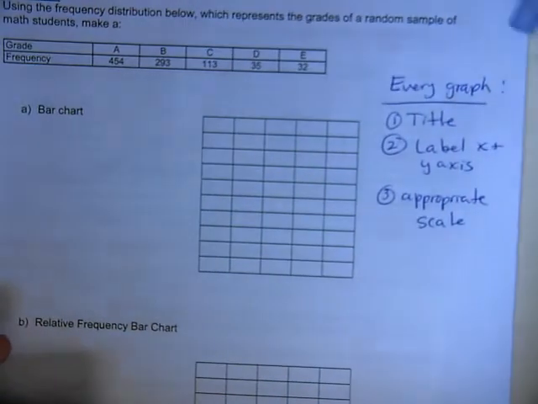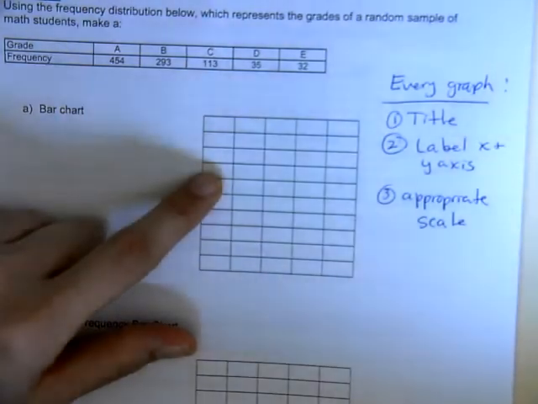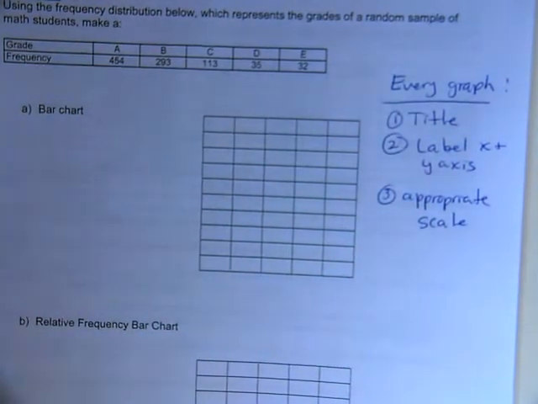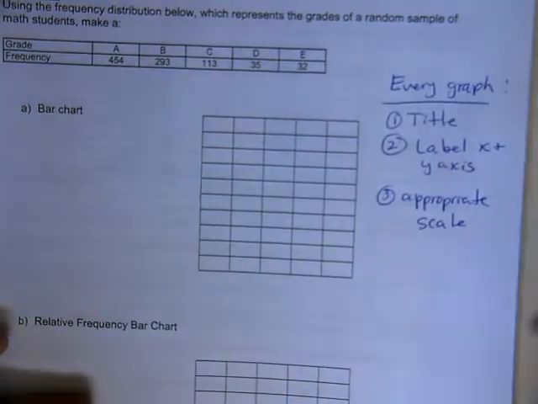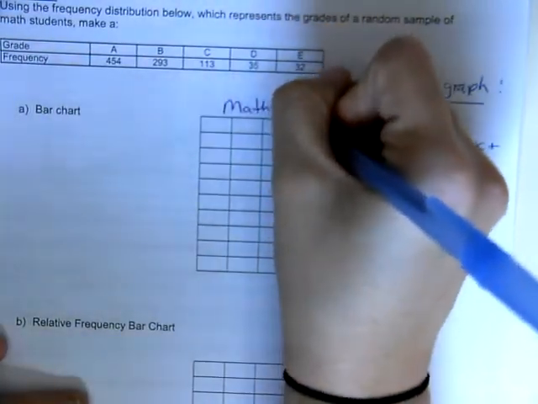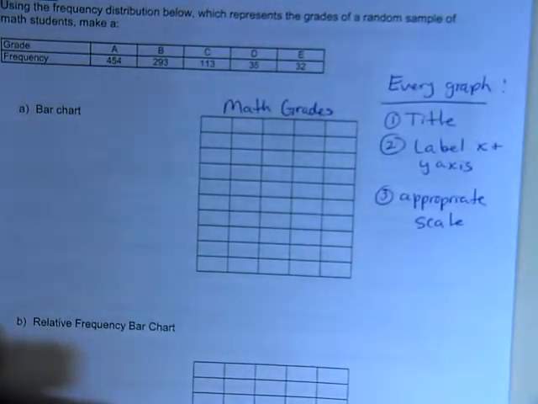And then you need to have an appropriate scale. Usually the AP exam will give you some sort of graph like this, grid, whatever, and then you can go from there. But you need to have some sort of scale. Our graphs do not always have to start at 0. Okay? So the first one we're going to make is a bar chart. Now with the bar chart, I need a title, so I'm just going to make it simple. This is just going to be math grades. Okay, no need to be fancy. We're just going to make it simple.